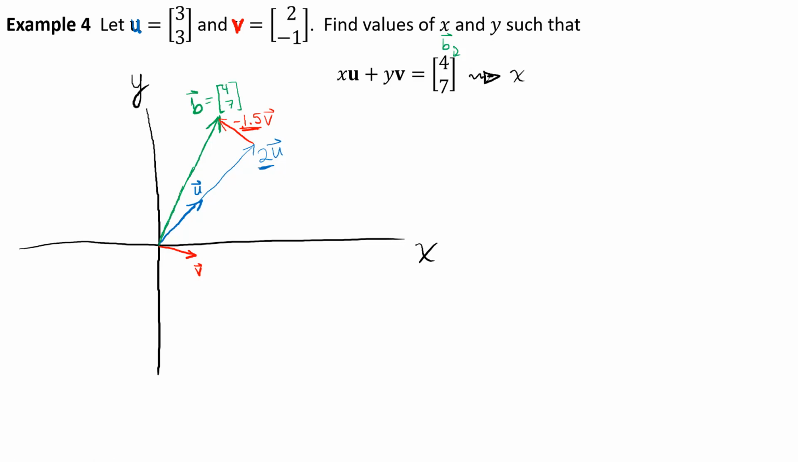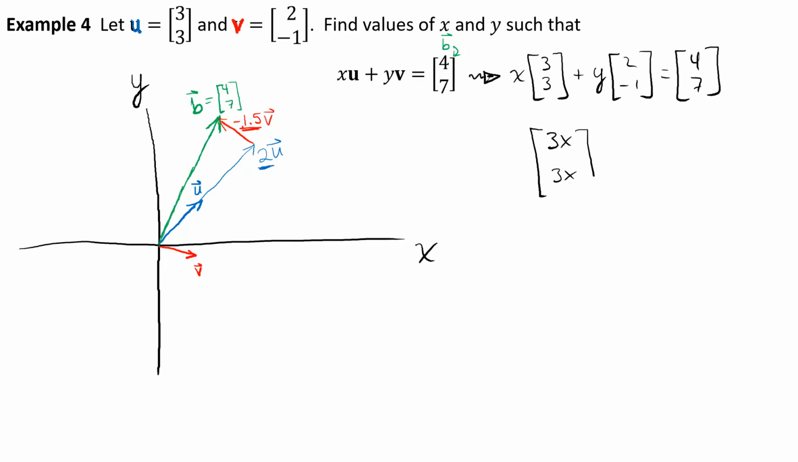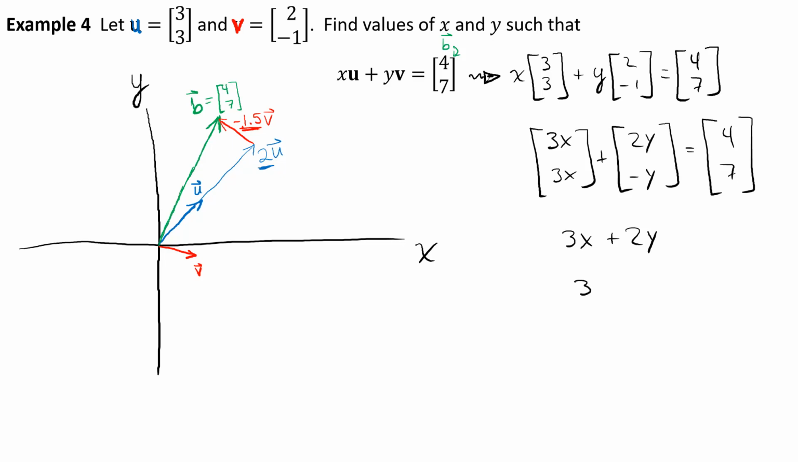Writing out this equation, it's x times the vector u, which is (3, 3), plus y times the vector v, which is (2, -1), is equal to the vector b, which is (4, 7). What it means to multiply by a scalar like x is that you multiply each component by x. So this is (3x, 3x), and this vector here is (2y, -y). And that's equal to (4, 7). Then the way we add vectors is we add their components. So 3x plus 2y and 3x minus y are the components. And this is to equal (4, 7).